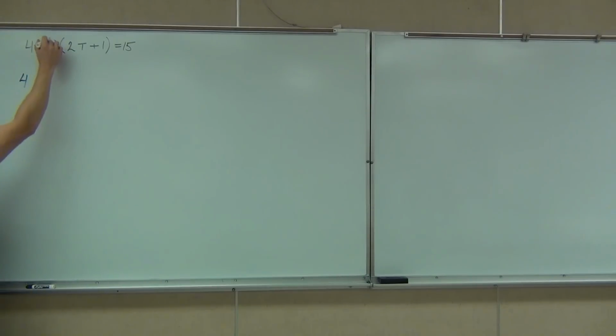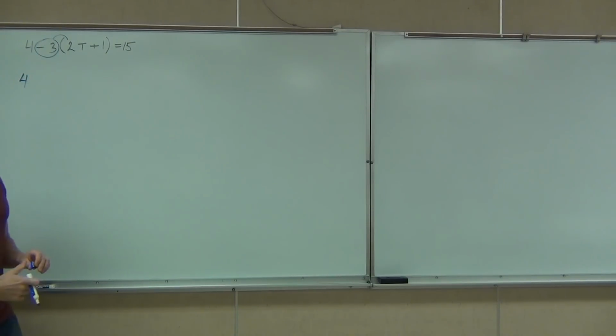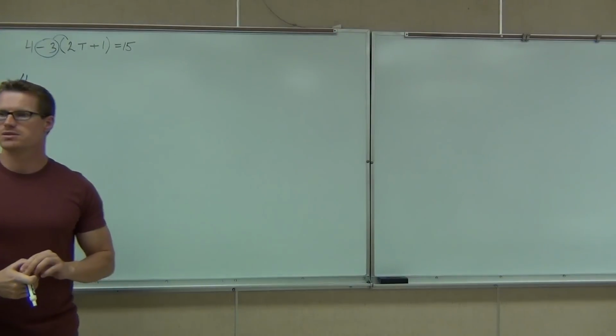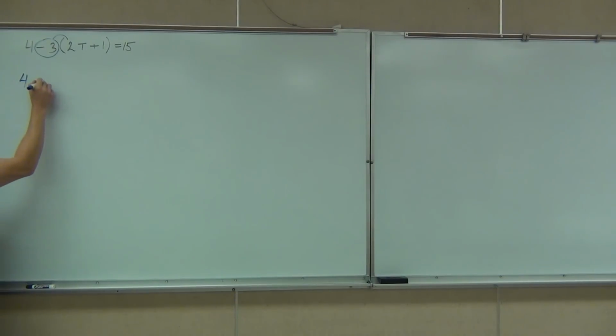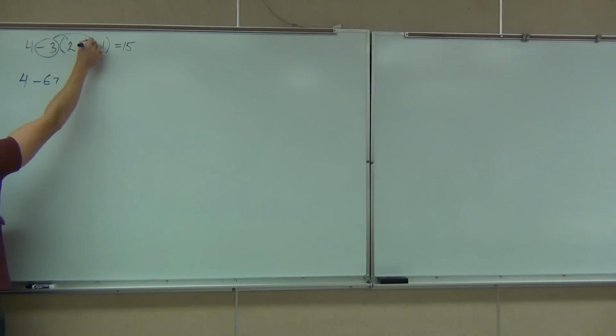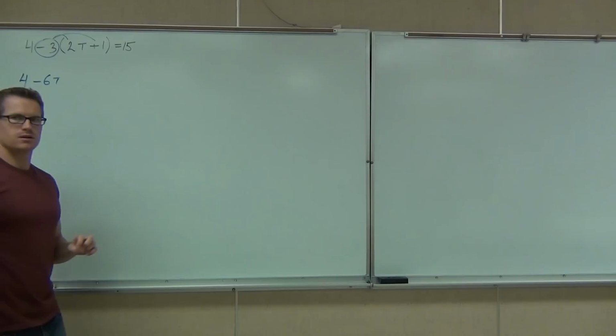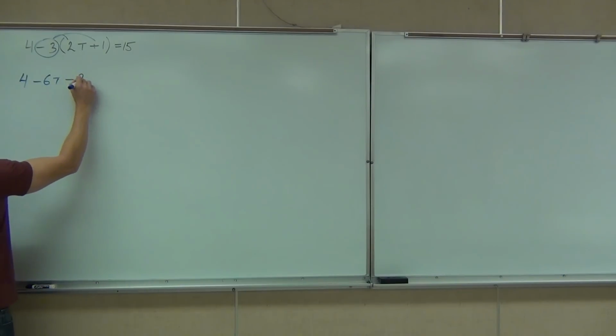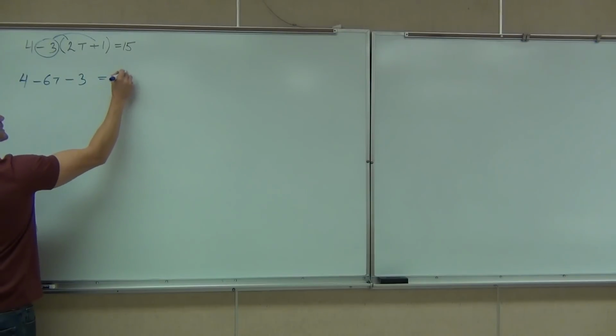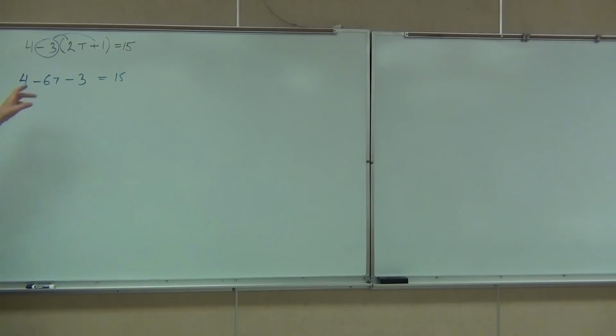We do write the 4. Can you please tell me what I'm going to get when I distribute negative 3 and t? So I'm going to put minus 6t. And then what's this one? Plus or minus? Minus. Good. Equals 15. So we distribute, we get this.